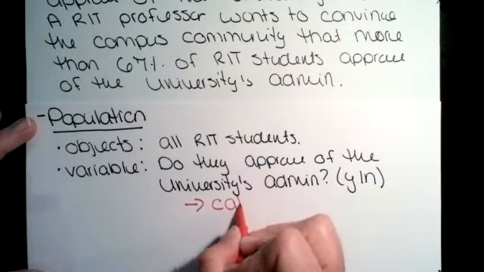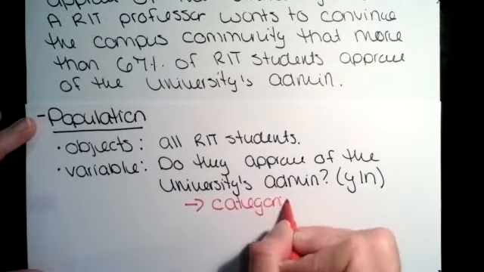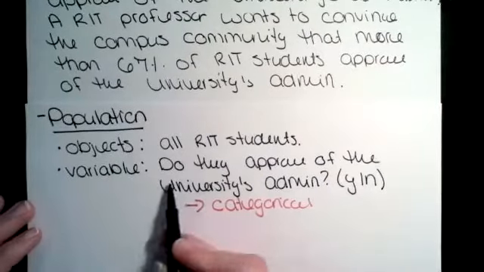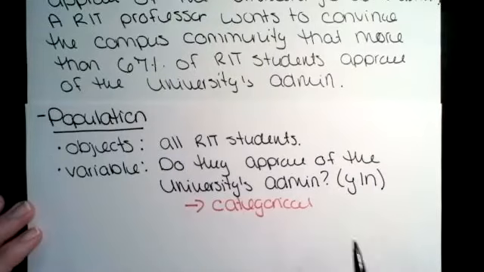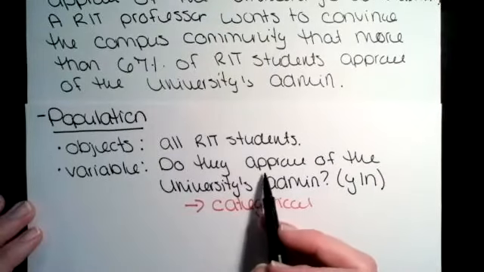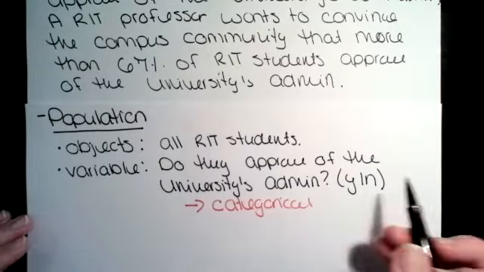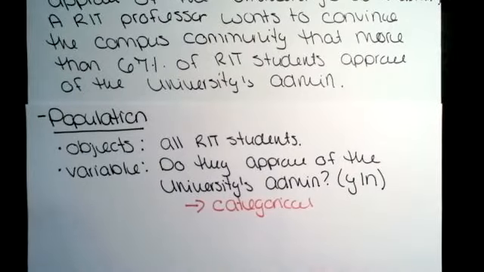I need to make a note. I want to be able to say this is categorical data. So make sure you write it all out. Do they approve? Or you can say the variable is their response to the question. Do they approve of the university admin? Whatever, how you want to write it. I normally write it like this, and I know, okay, it's categorical. It's a category someone fits in. Either they do approve or they don't.